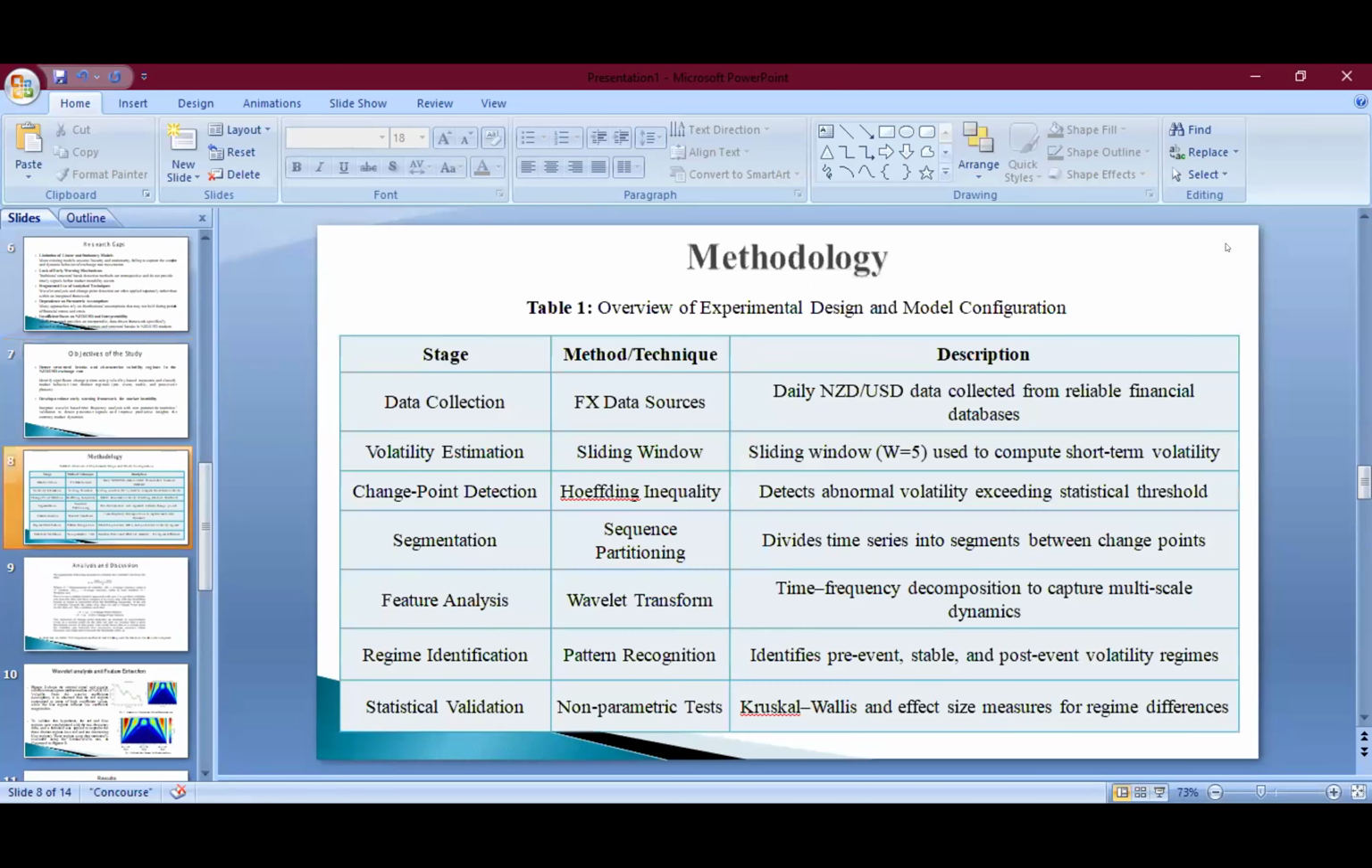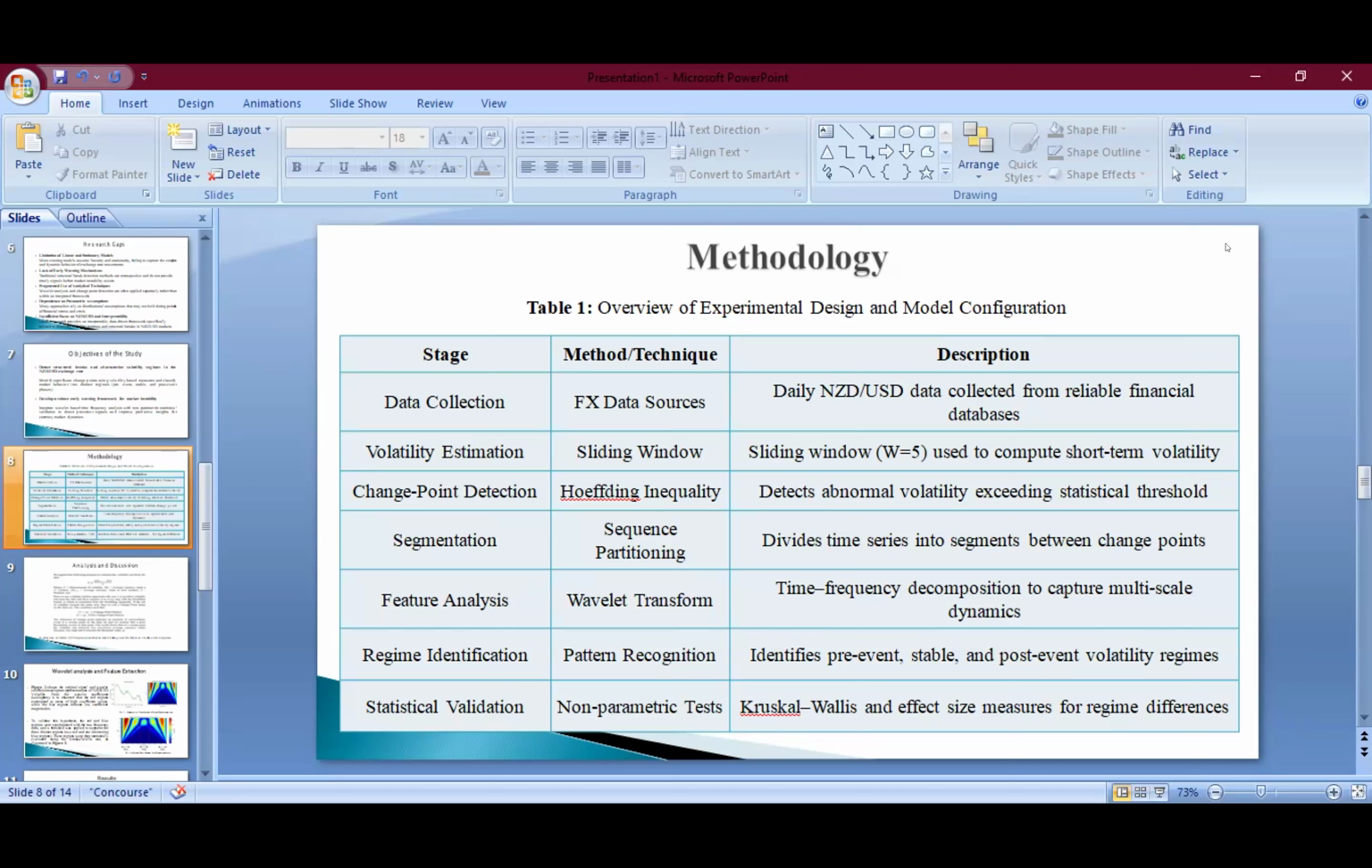So this is the methodology. Table one gives an overview of the experimental design and model configuration. The first stage is data collection. We have FX data: daily New Zealand to US dollar data collected from a reliable financial database, the International Monetary Fund. The second stage is to estimate the volatility using a sliding window of size 5, and compute the short-term volatility.